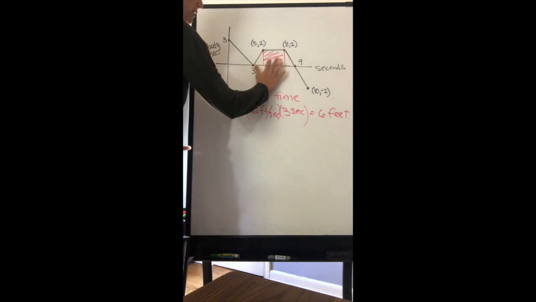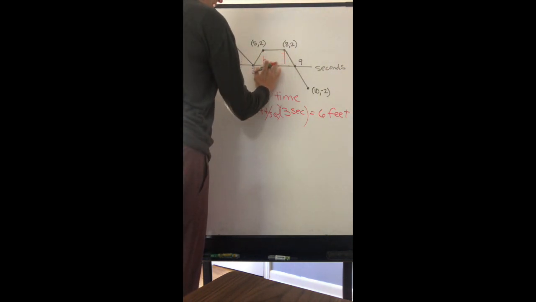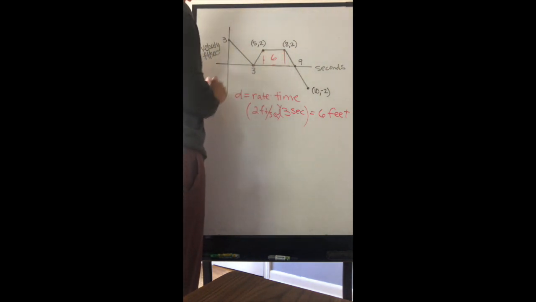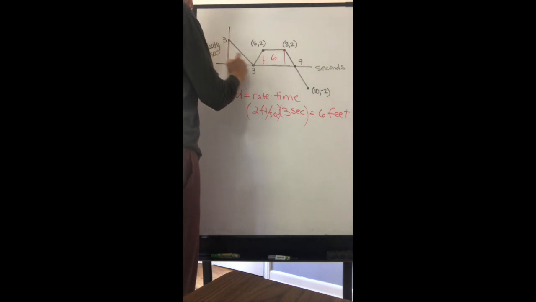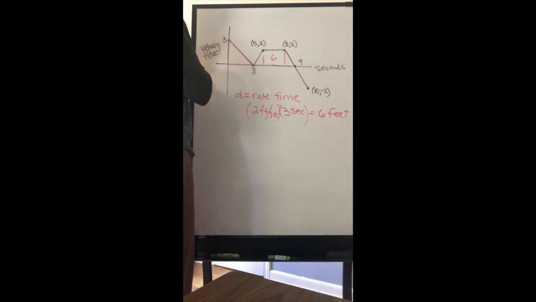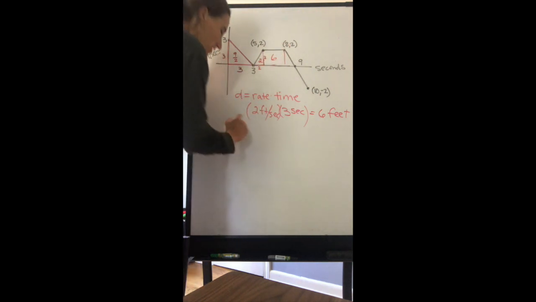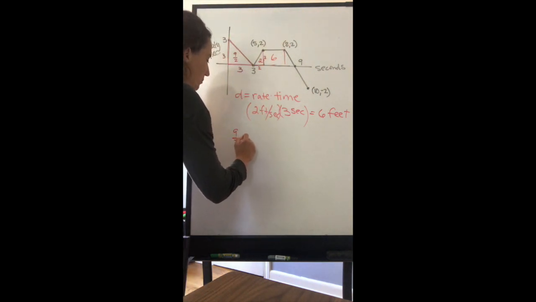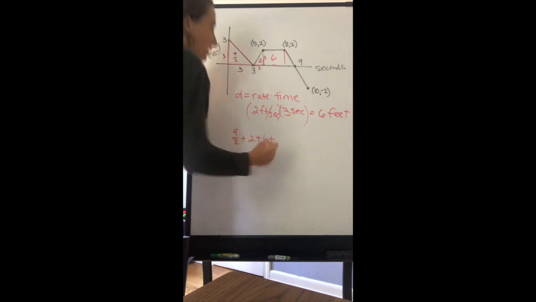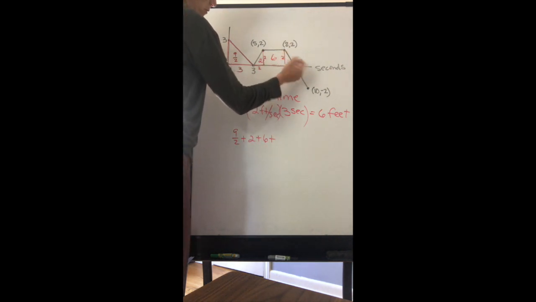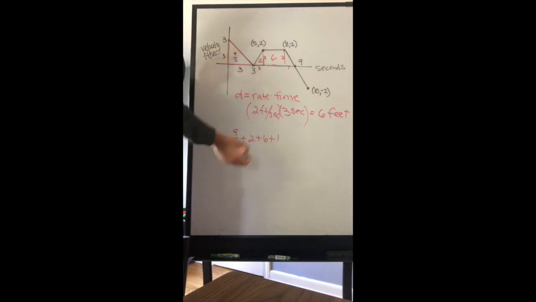So I'm going to go ahead and erase this, but we found this distance was 6 feet. Here, if I want to calculate this distance, again, area under the curve. There's my curve. I've got a triangle that's 3 by 3, so that's going to be 9 halves. Here I have a triangle that's 2 by 2, so that area is going to be 2 times 2 times a half. So she went 9 halves, plus 2, plus 6, plus, here I've got a triangle that's a 2 by 1, so that's another foot that she traveled.